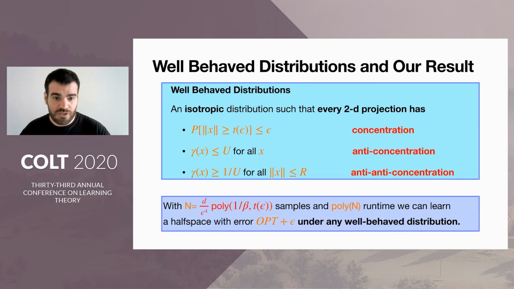Under these assumptions, we give an algorithm that has sample complexity d over epsilon to the 4 times a polynomial dependence on the noise rate, and runs in time polynomial in the number of samples, and learns a halfspace with error opt plus epsilon under any well-behaved distribution.